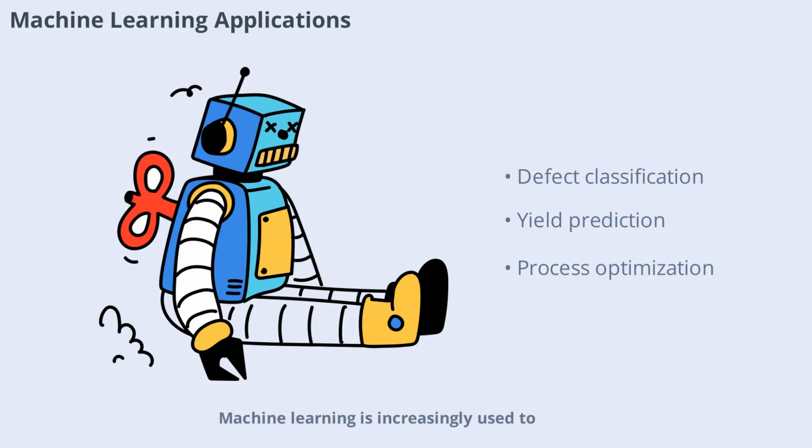Machine learning is increasingly used to analyze defect data and optimize processes. Algorithms can classify defects, predict yield loss, and suggest process adjustments. As these tools become more sophisticated, they enable faster, more accurate decision-making and drive continuous yield improvement.